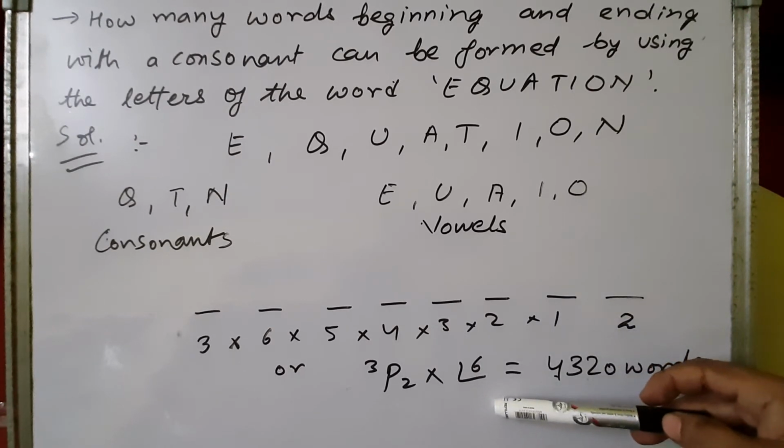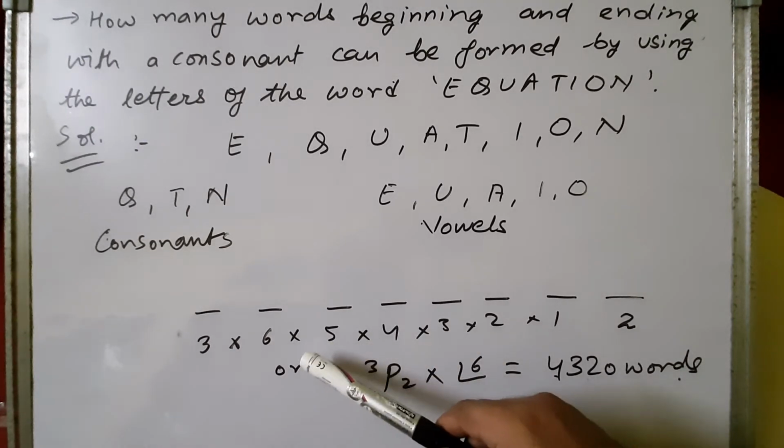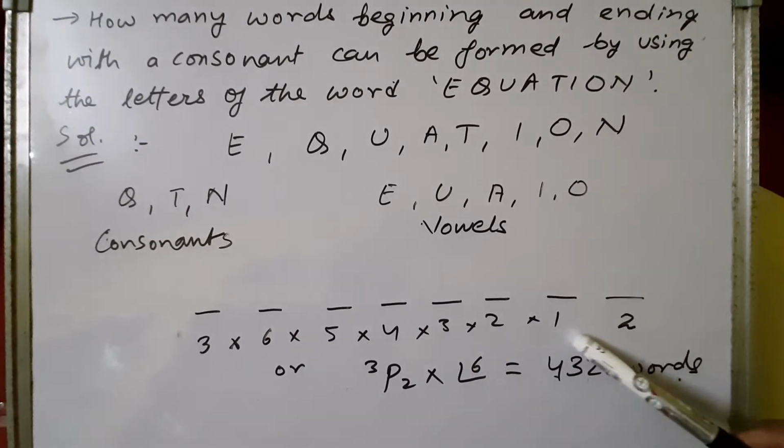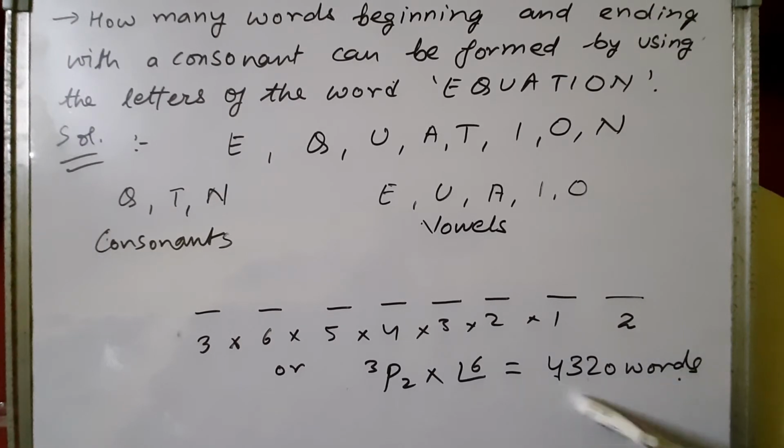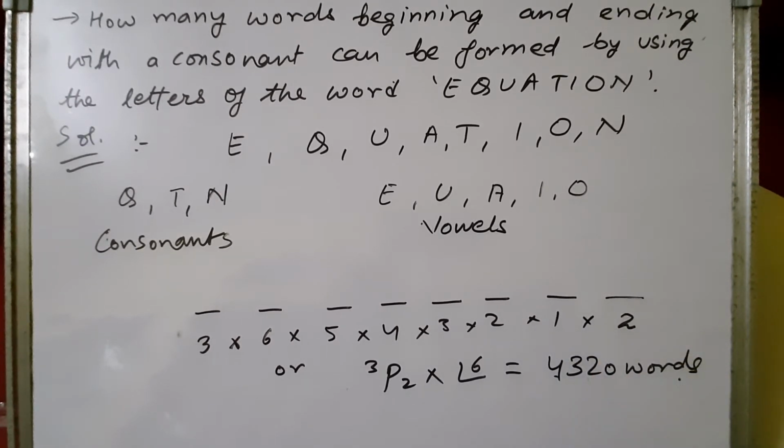Factorial 6 ways. So what will be the total number of words that can be formed when consonants occupy the beginning and the ending place? It will be 3P2 into factorial 6, or 3 into 2 into 6 into 5 into 4 into 3 into 2 into 1. That will be 4320 words that can be formed. All right, children. Note down the solution, please.